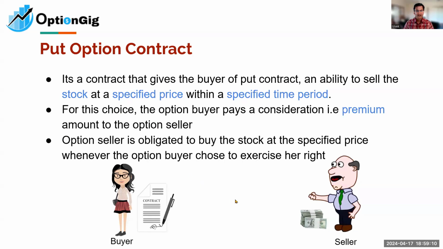Now, when the option buyer is putting the stock, the seller is obligated to buy the stock. The insurance company can't say, oh, you know what, I'm not going to buy this car from you, it's damaged, and pay you that amount. No, it's a legally binding contract. You got the premium from me, now I ended up in this situation, I want to sell the stock to you, you better buy it. The seller has an obligation. The buyer has a right.